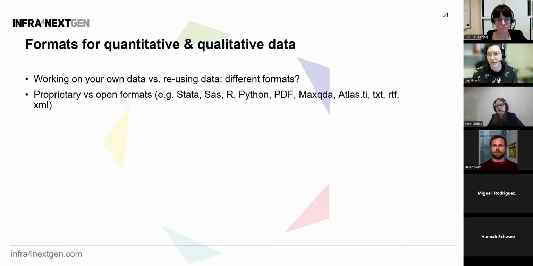Usually, a main way to distinguish between formats is proprietary formats like Stata, SAS, or MAXQDA, and open formats or non-proprietary formats like CSV or R and Python. Funders usually encourage researchers to work with open formats and to use open source software because it does not restrict the potential reuse options and it's easier to reuse this kind of data.